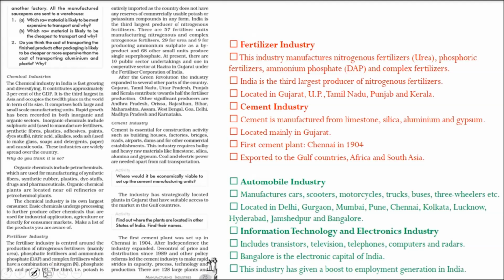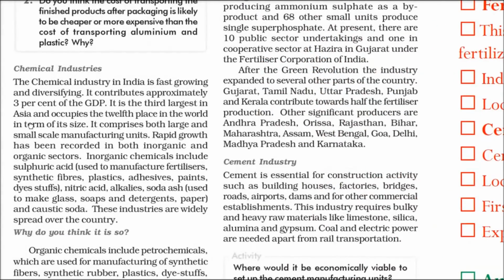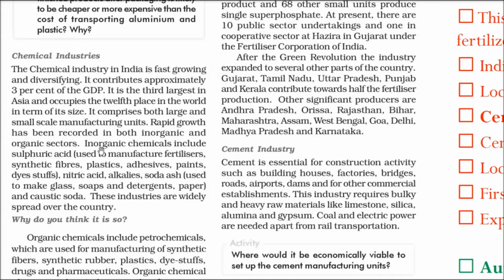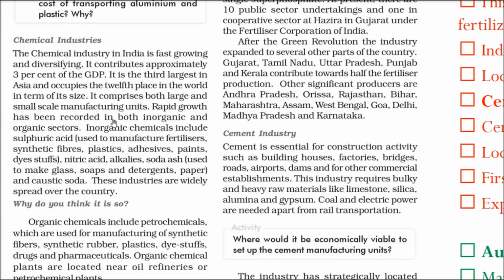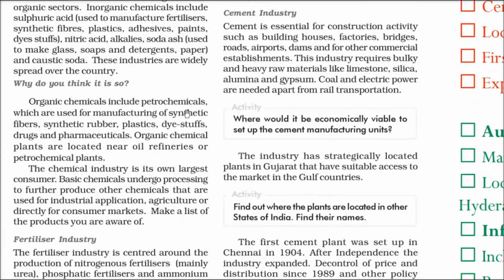Now we talked about the chemical industry also. As I said, this constitutes 3% of the GDP, and we can divide the chemical industry products into inorganic and organic. The inorganic chemicals include sulfuric acid. Mostly we use this to manufacture fertilizers, synthetic fibers, plastics, adhesives, paints and dyestuffs. Nitric acid, the alkalis, soda ash. Soda ash is used to make glass, soaps and detergents, right? Then organic chemicals, we have petrochemicals, which are widely used for making synthetic fibers, synthetic rubber, plastics, dyestuffs, drugs and pharmaceuticals.